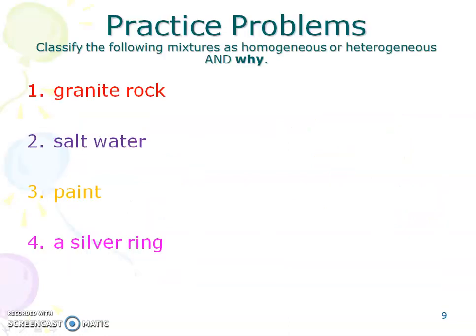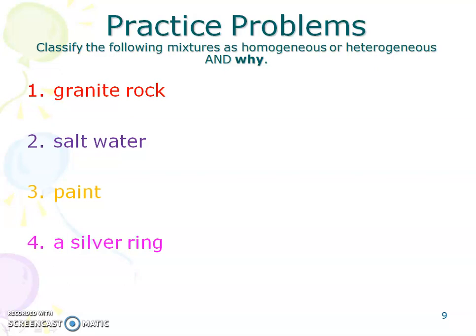So let's do some practice problems. Can you distinguish between these 4 things? Which ones are going to be homogeneous, which ones are going to be heterogeneous, and the why. Why is it homogeneous or why is it heterogeneous? So pause the video, see if you can come up with your answers, write them down, and then play the video to check your work.